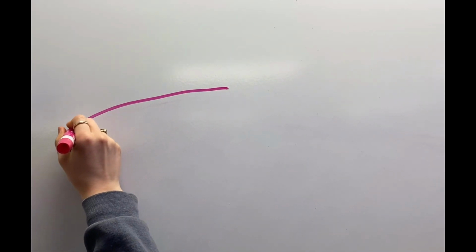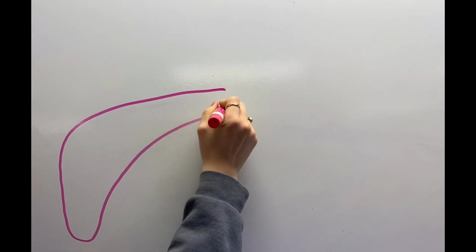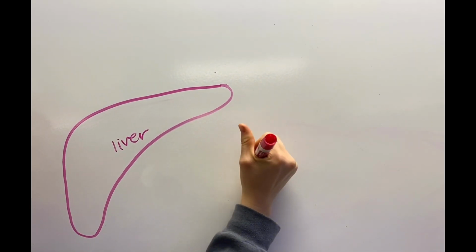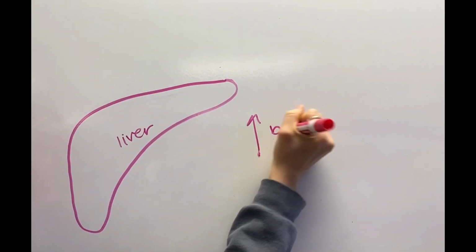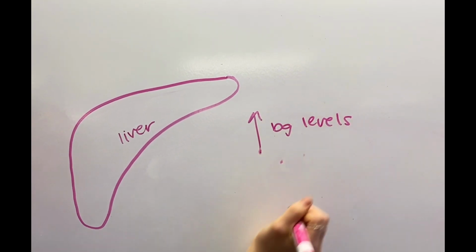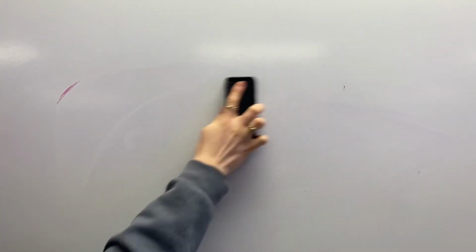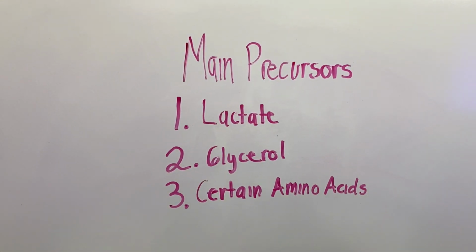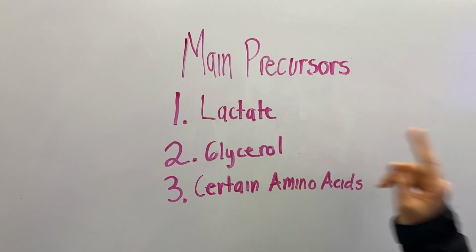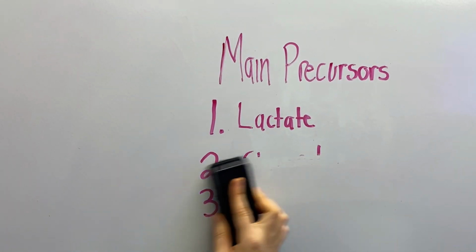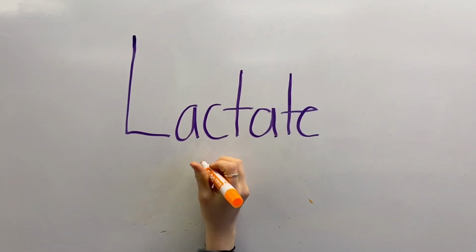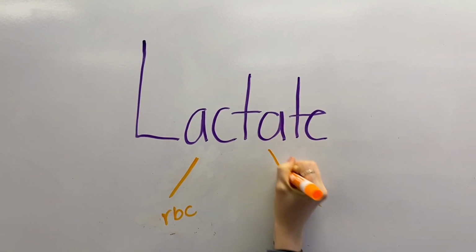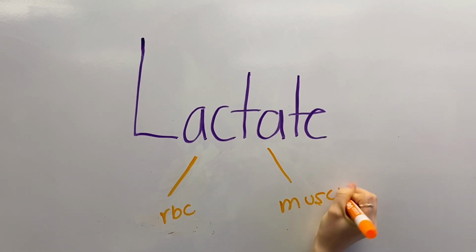This process occurs in the liver in order to produce free glucose molecules that your body uses for energy or to maintain blood glucose levels. Most of this process happens in the cytosol of the liver cell. Our endpoint is glucose. Our main precursors are lactate, glycerol, and certain amino acids. Lactate is constantly being produced by red blood cells during intense physical activity and muscle cells during anaerobic activity.